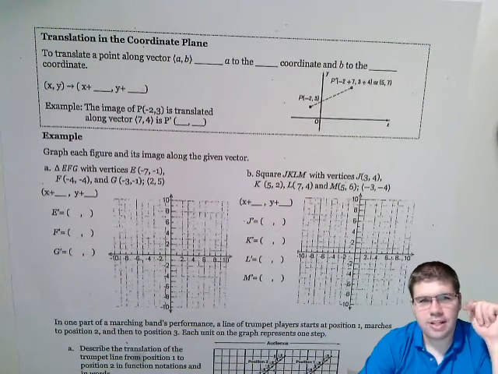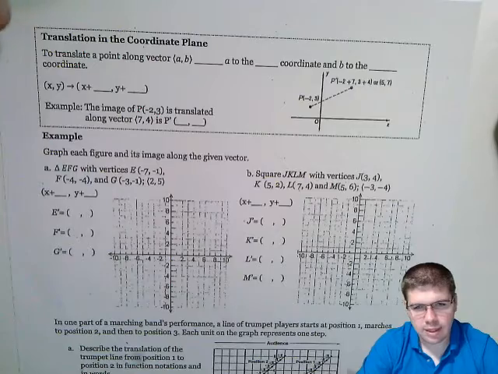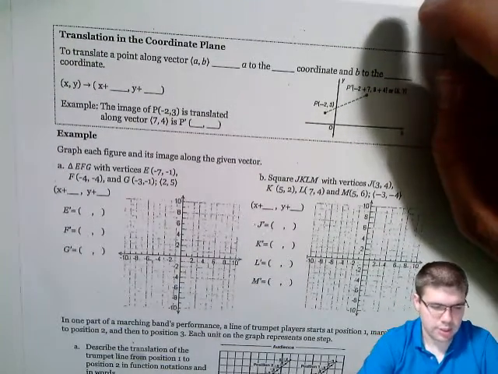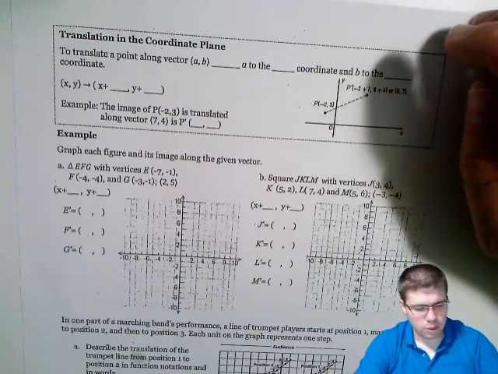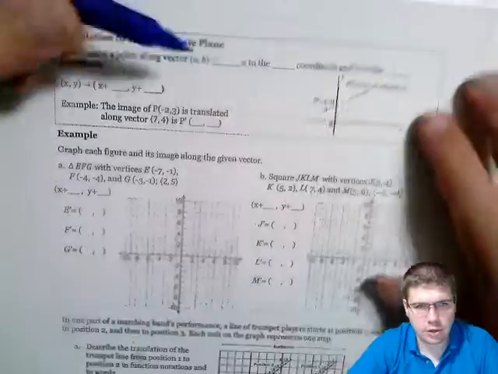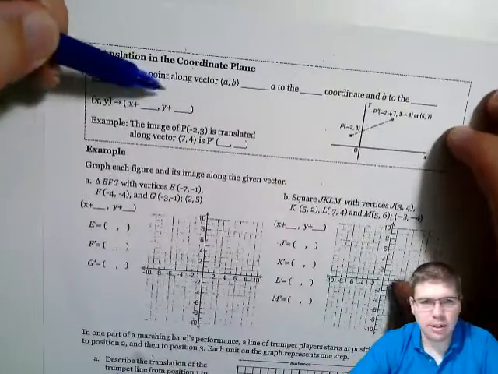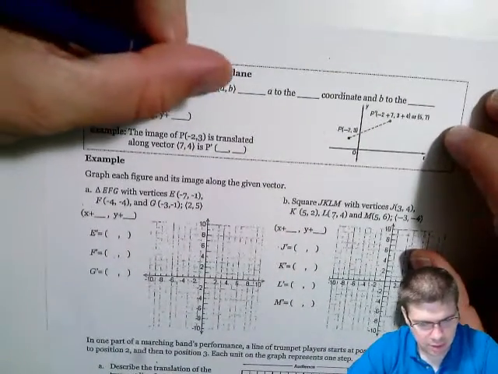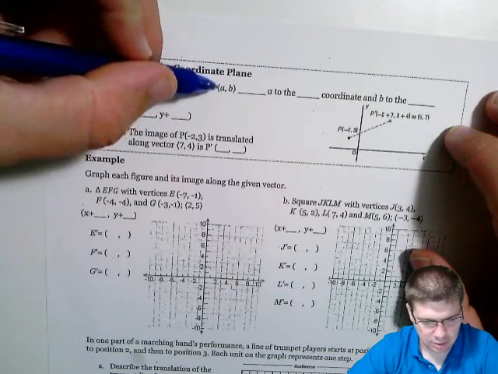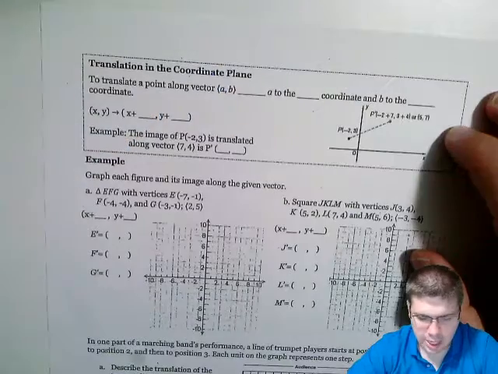Hey, Honors Geometry. Today we're going to get into the second part of our 9-2. This is translation in the coordinate plane. So translating is when we're going to move something in a particular direction. We call it a vector. So we have this little vector notation that kind of looks like a point, but it's not. These are little angular brackets.